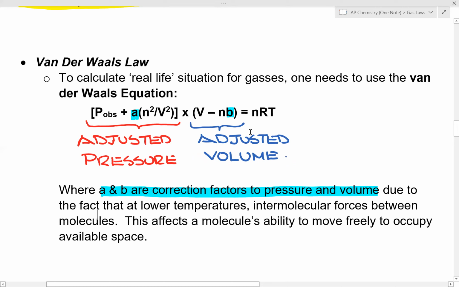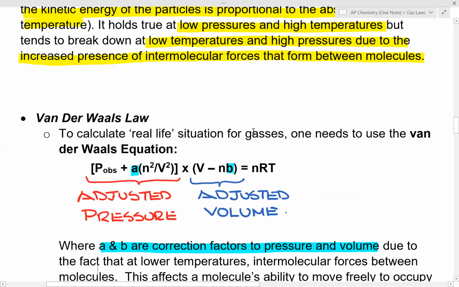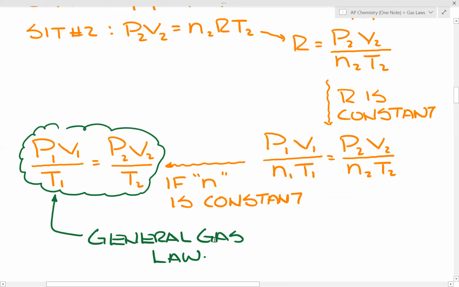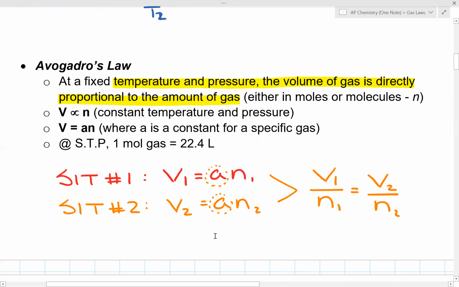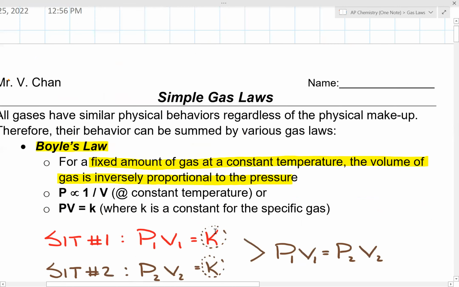All right, folks, when you get to class, there will be some homework given to you where you are asked to manipulate the general gas law or Avogadro's law or Charles's law or Boyle's law. So please come to class and take a look at the board when you get a chance.